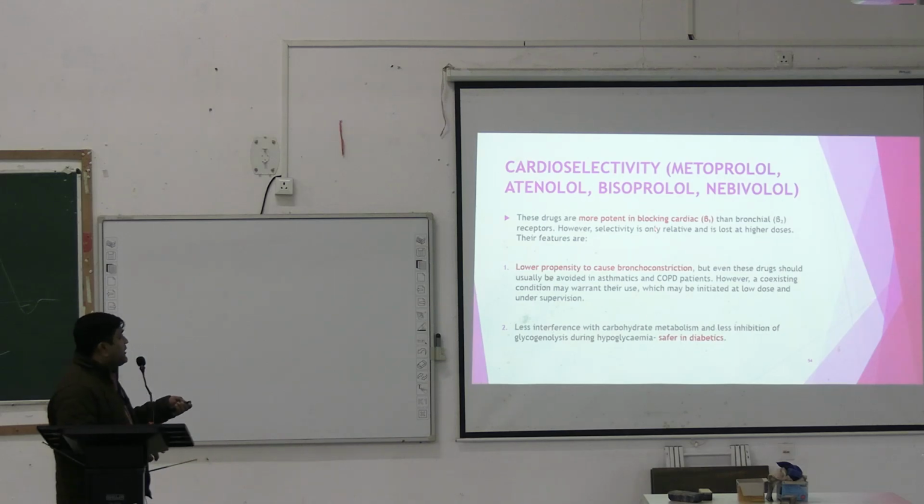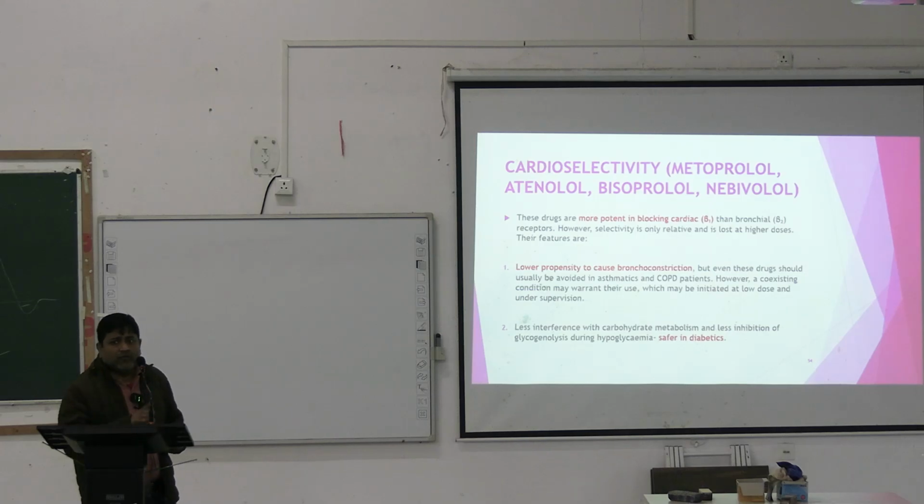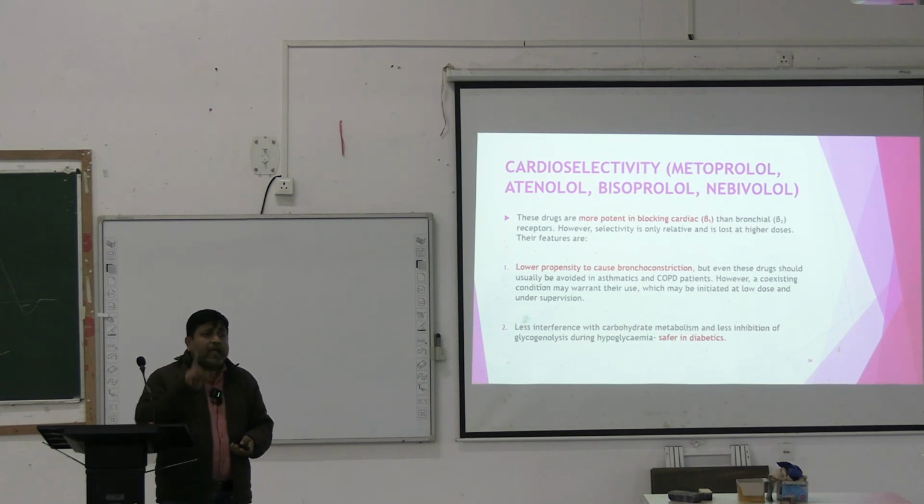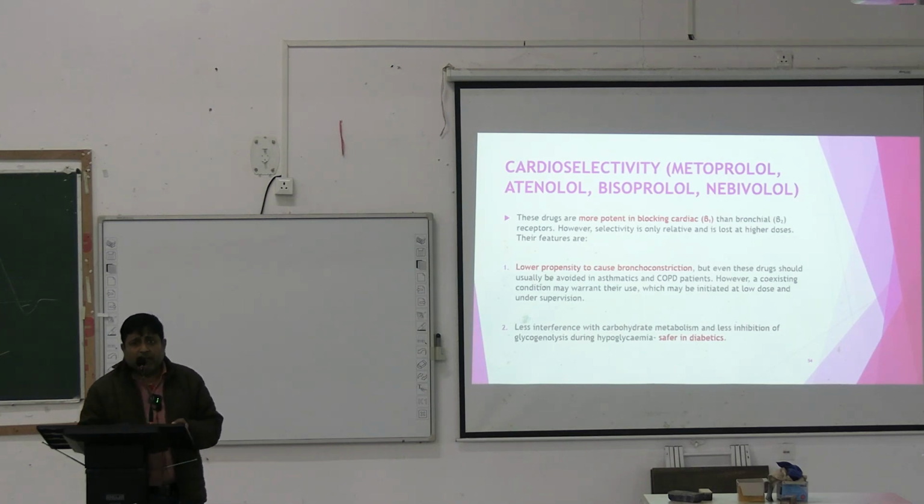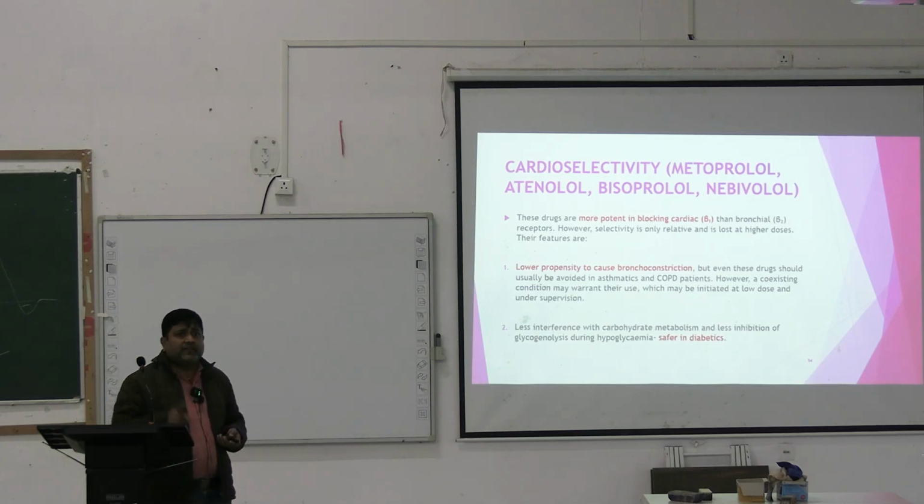Now, cardio-selective beta blockers are more potent in blocking beta-1 receptors, not the beta-2 receptors. So, lower propensity to cause bronchoconstriction. So, in asthmatic or COPD patient, if a beta blocker has to be given necessary, then cardio-selective beta blocker is preferred. They are safer in diabetics.